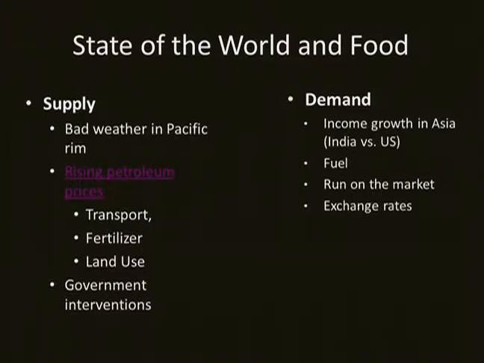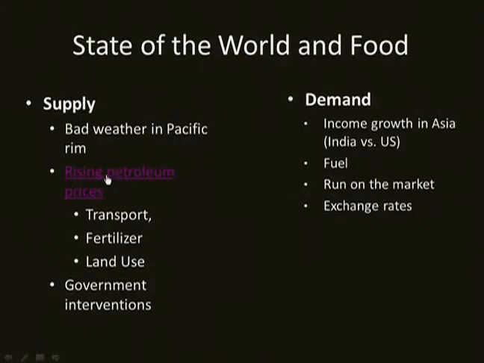So let's consider the first problem. And this has happened back in 2007-2008, and we saw a slightly different version of this in 2011, and that's bad weather. Back in 2007-2008, there were a number of droughts in the Pacific, and we saw that food prices began to rise because of limited supplies of wheat out of the Pacific Rim, particularly Australia.